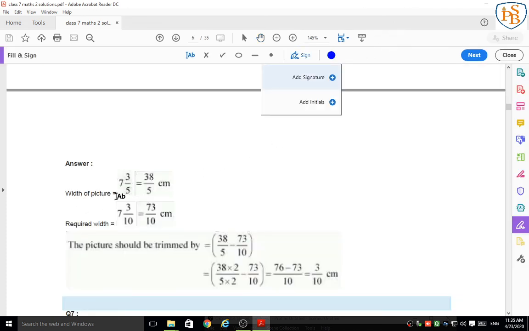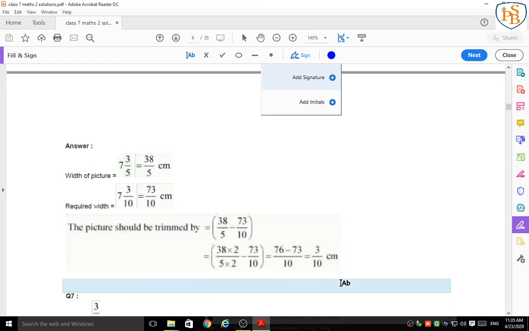The width of the picture is 7 and 3 upon 5, that is 38 upon 5 centimeter, and required width is 7 and 3 upon 10, that is 73 upon 10 centimeter. The picture should be trimmed by, so we have to do subtraction, that is 38 upon 5 minus 73 upon 10, and the LCM of the denominators is 10. So we have to multiply the first fraction by 2. By multiplying 2, we get here 76 minus 73 upon 10. So we get the answer here 3 upon 10 centimeter. So 3 upon 10 centimeter should be the picture trimmed.